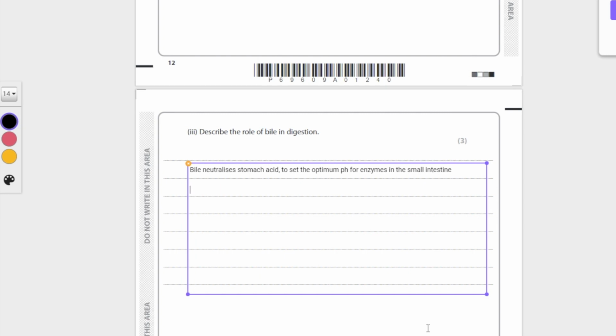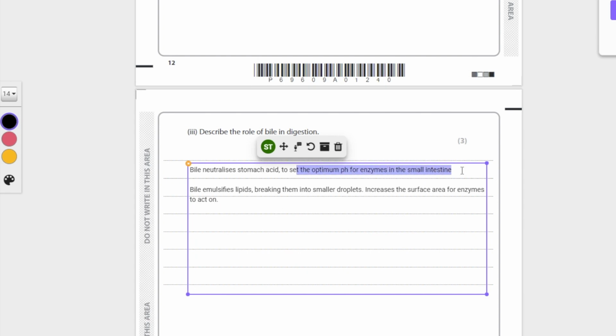The second point is that bile emulsifies lipids, breaking them into smaller droplets. And what's the use of this? It increases the surface area for enzymes to act on. So the 2 points are basically that bile neutralizes stomach acid and bile emulsifies lipids into small droplets, and then you have to explain each one. The use is to set the optimum pH for enzymes in the small intestine and to increase the surface area for enzymes to act on. Simply done.